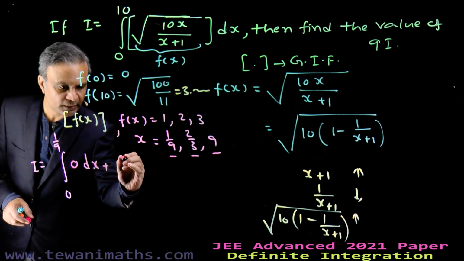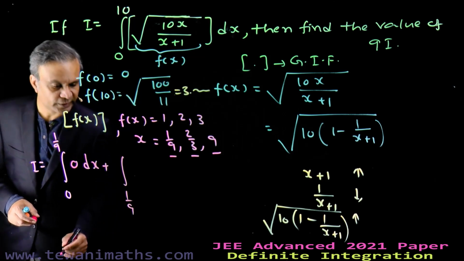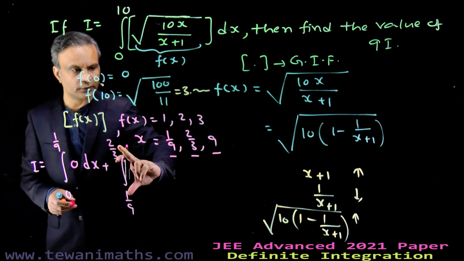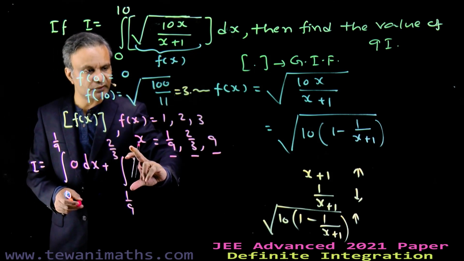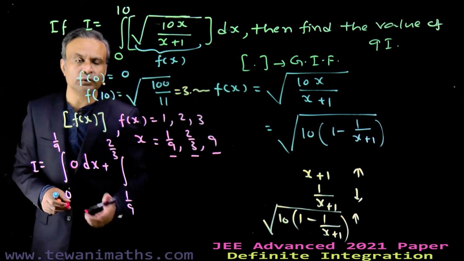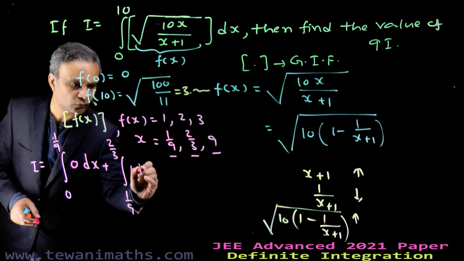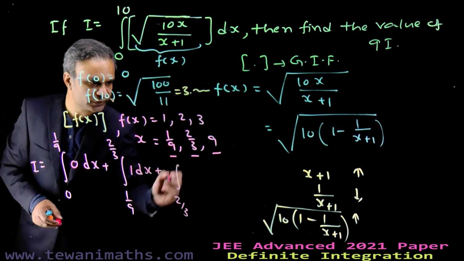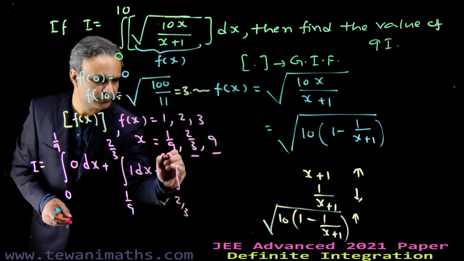Then we have interval 1 upon 9 to 2 over 3. For these values of x, f x will lie in open interval 1 to 2. Its greatest integer will be 1. Next we have interval 2 upon 3 to 9.